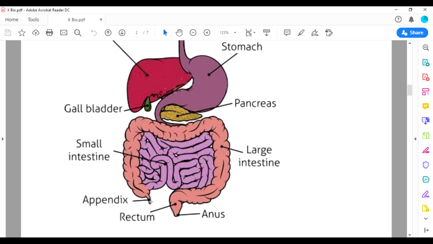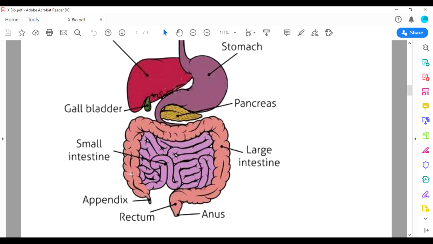The appendix has a main role in the digestion of cellulose. Cattle eat mainly green parts of plants, so the cellulose content is maximum. Therefore, it is well developed in cattle and in reduced form in human beings. The cecum extends to a broad tubular structure called the colon.